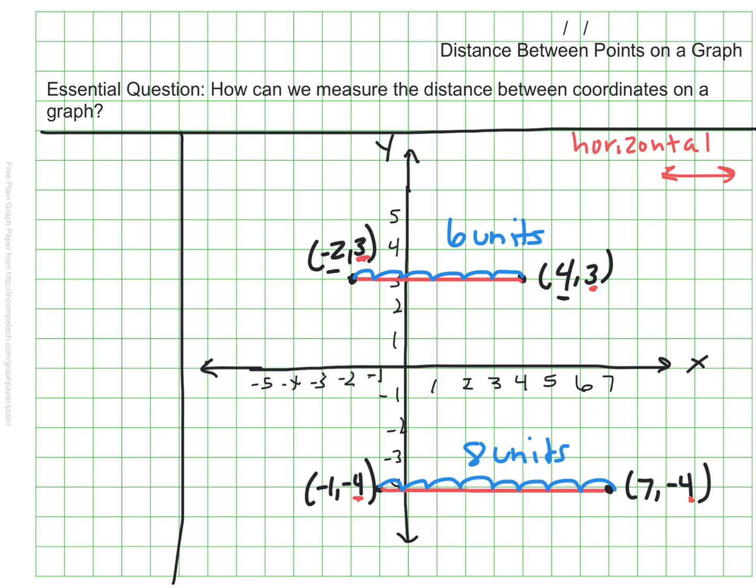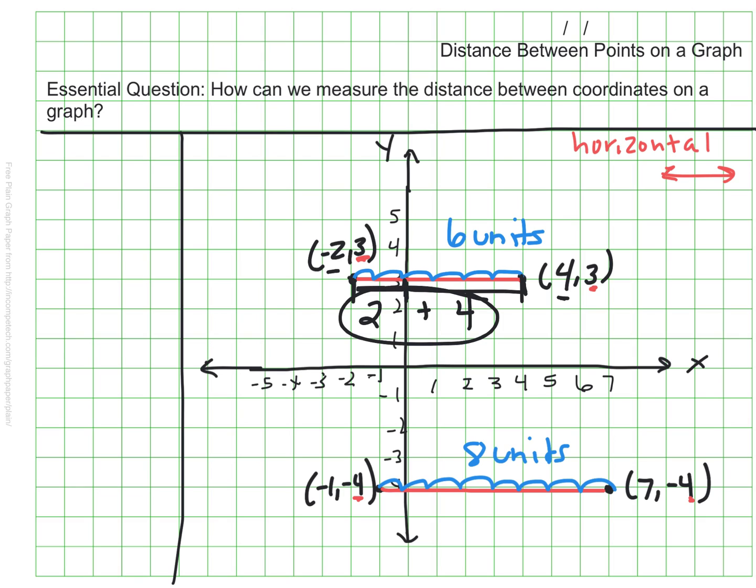So I can see how much space there is between them by thinking about how far both of them are from the y-axis, or from 0. So here, from here to here, to get to 0, this was 2 units. And on the other side, from 0 to our 4 was 4 units. Together, that makes our 6 units.